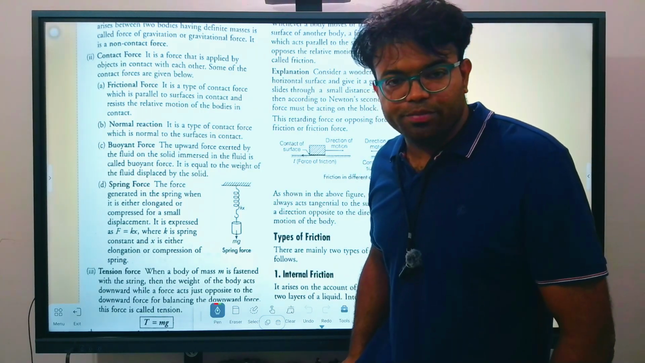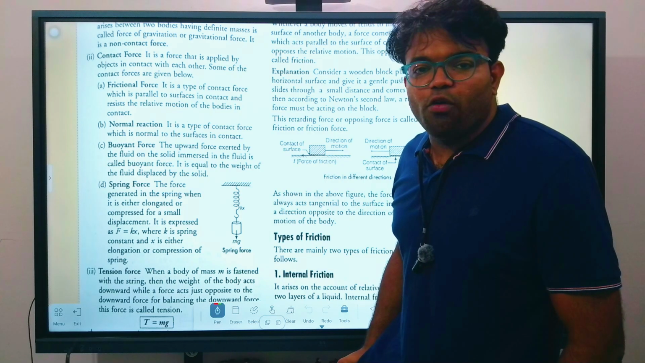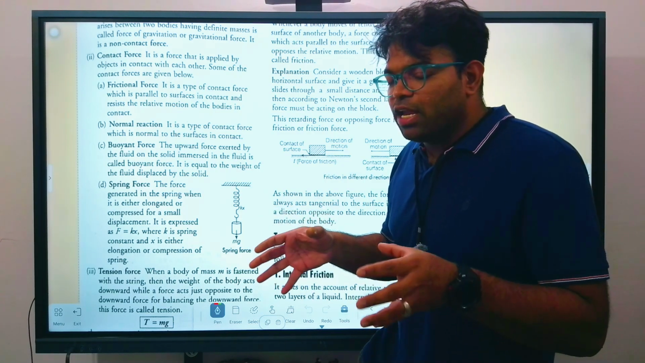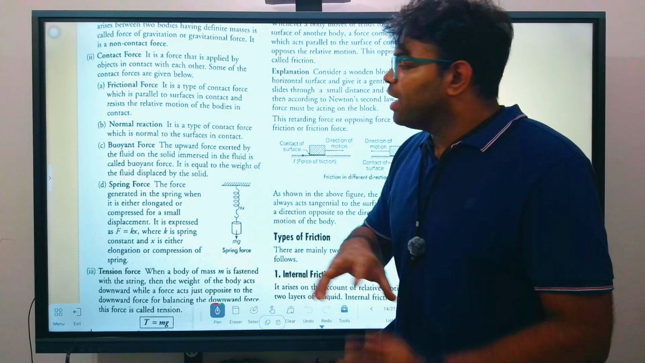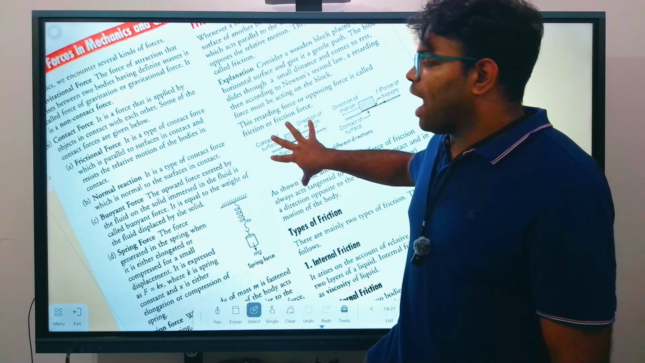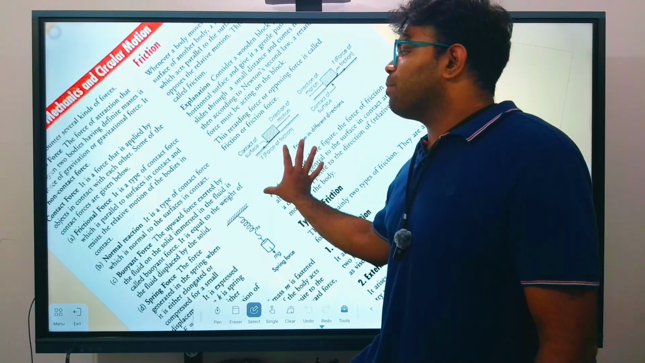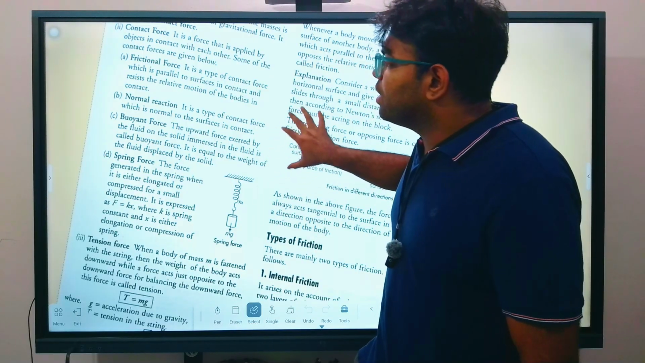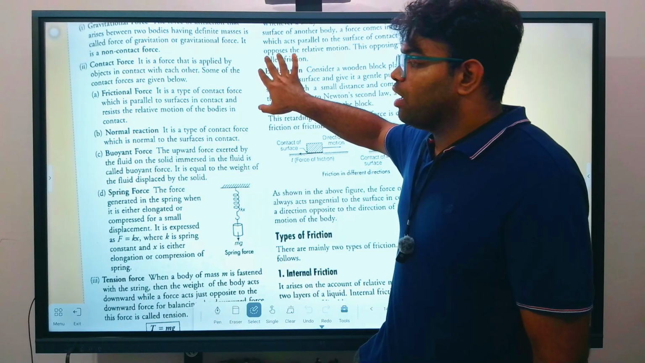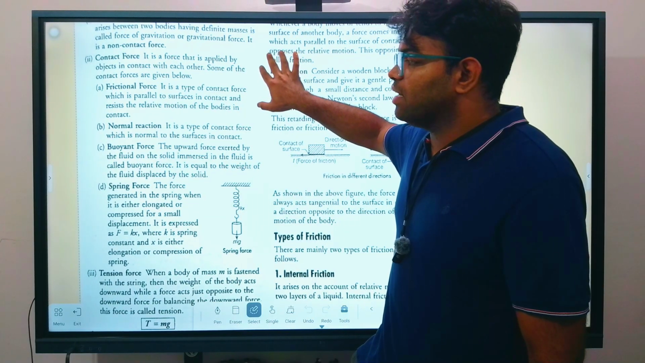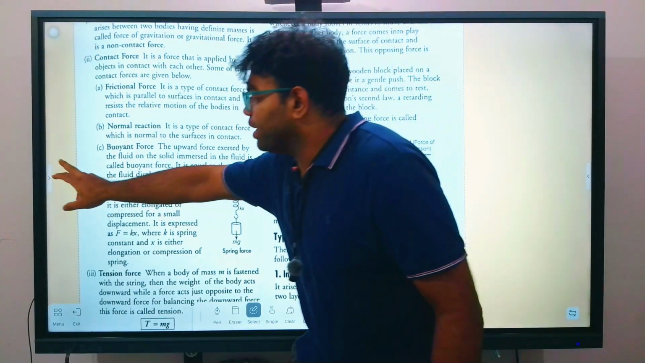The buoyant force. Buoyant force is what? The force experienced by an object in a fluid in which it is kept. The upward force experienced by the object is called the buoyant force. And the buoyant force equals what? The buoyant force equals the weight of the liquid displaced. So the buoyant force is given as the weight of the liquid displaced.